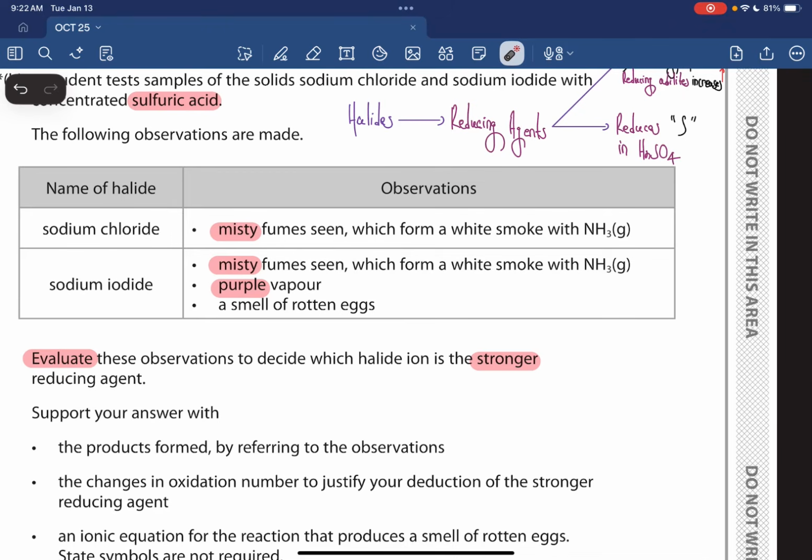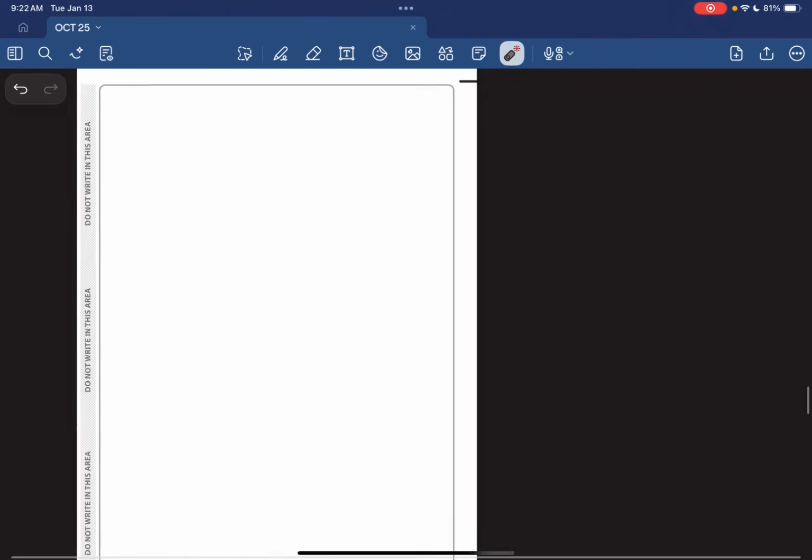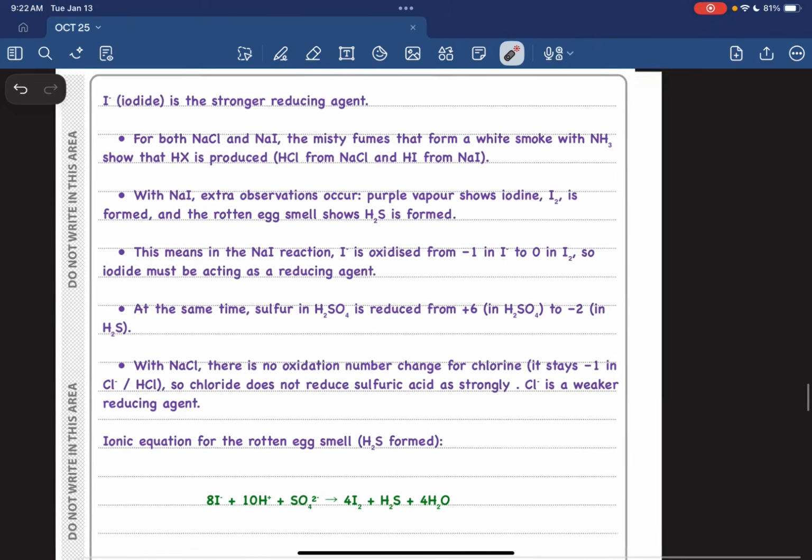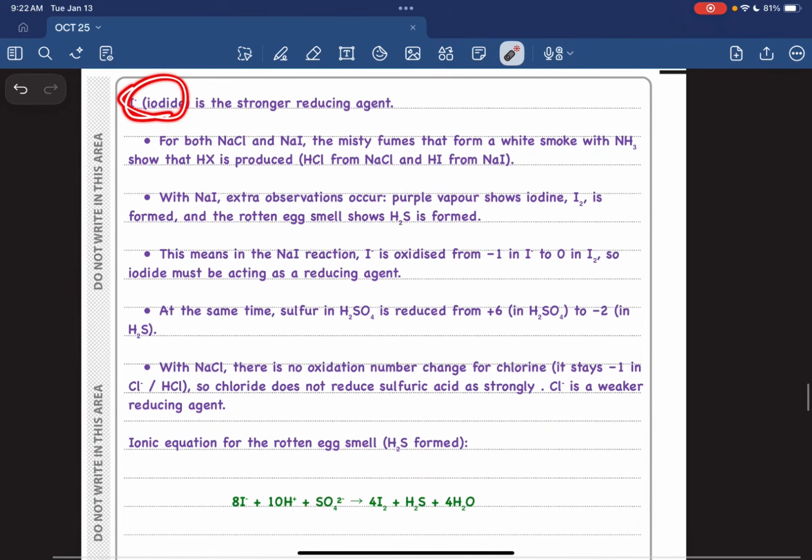Okay, understood. So now let's take a look at the answer that I've written for this. This is the overall answer. The iodide is going to be the stronger reducing agent. The misty fumes are due to HX, HCl in NaCl and HI in NaI. NaI has an extra observation, purple color, iodine forms, as I said. Rotten egg smell, H2S forms.